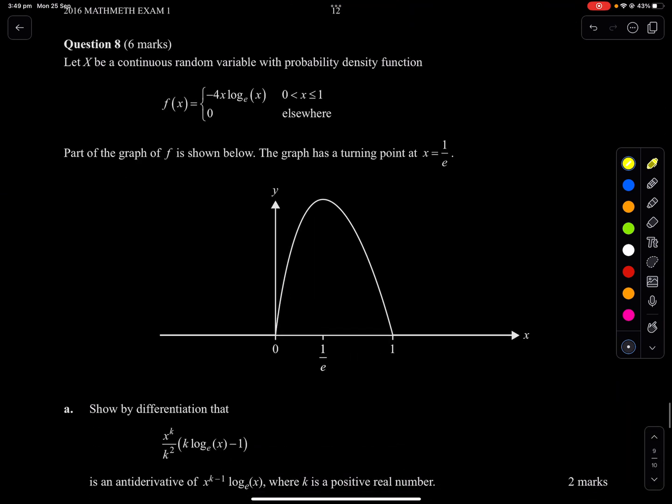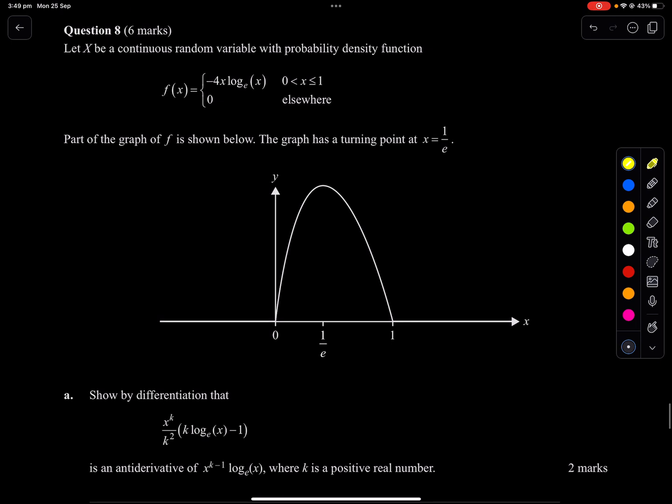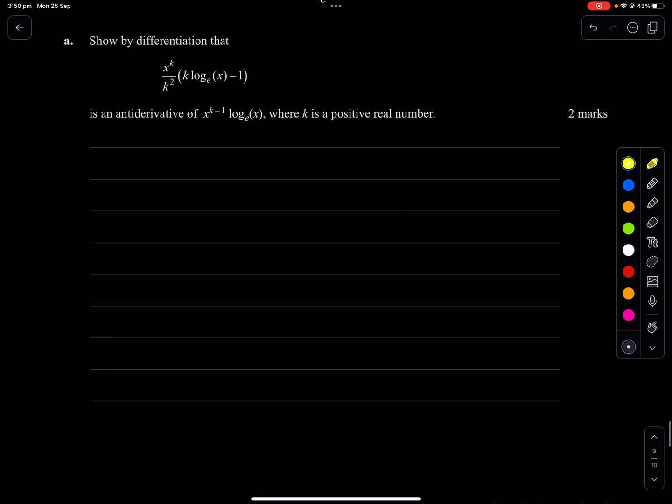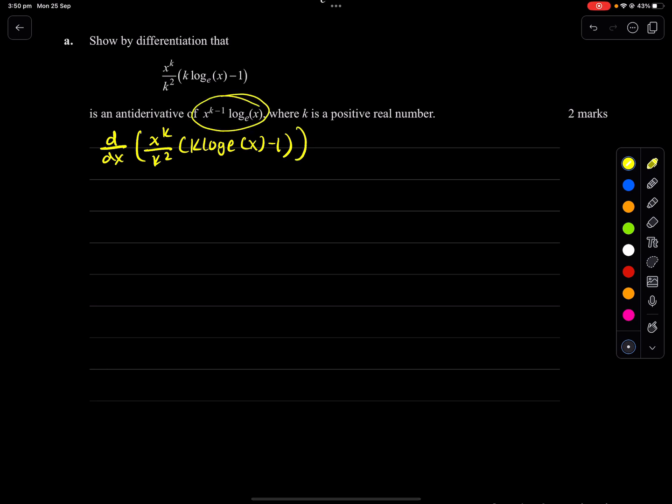Question 8. Let x be a continuous random variable with the probability density function this. Part of the graph of f is shown below. The graph has a turning point at x equals 1. Show by differentiation that this over here is an antiderivative of this. So we just need to calculate d/dx of kx over k squared, k log e x, and we want to come to this equation when we derive it. I'm just going to use the product rule, because it's two things being multiplied.